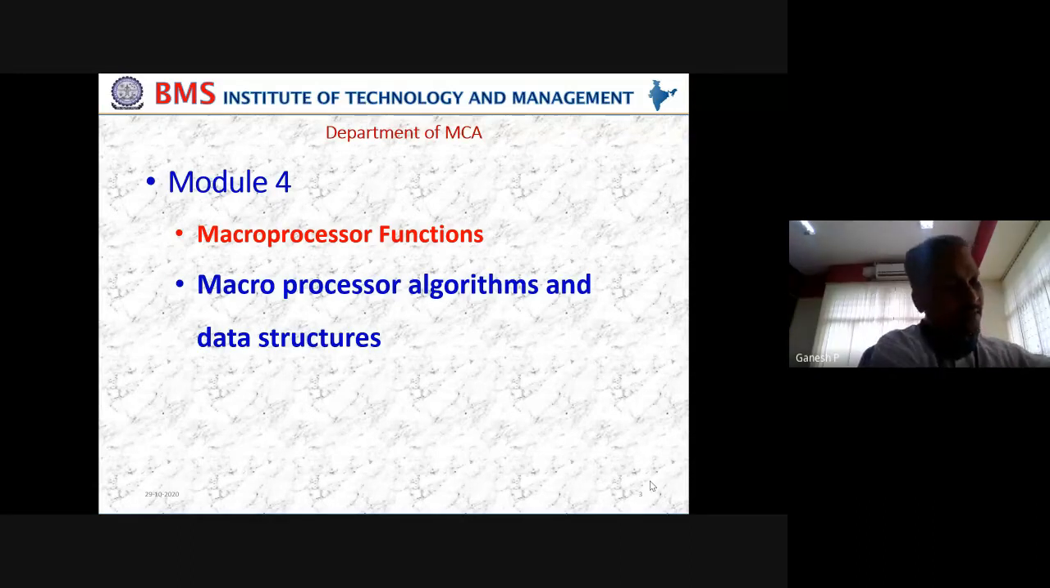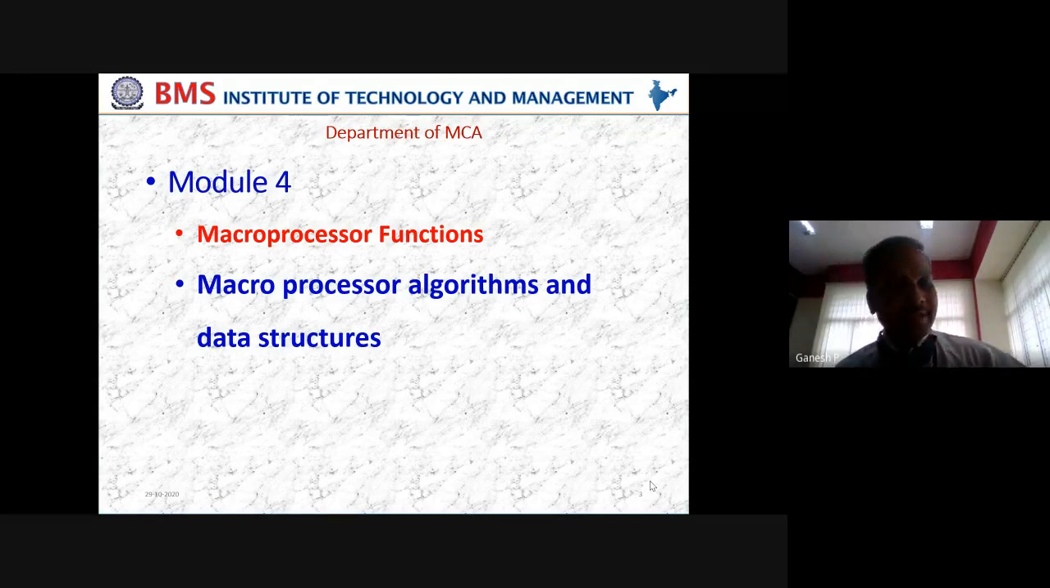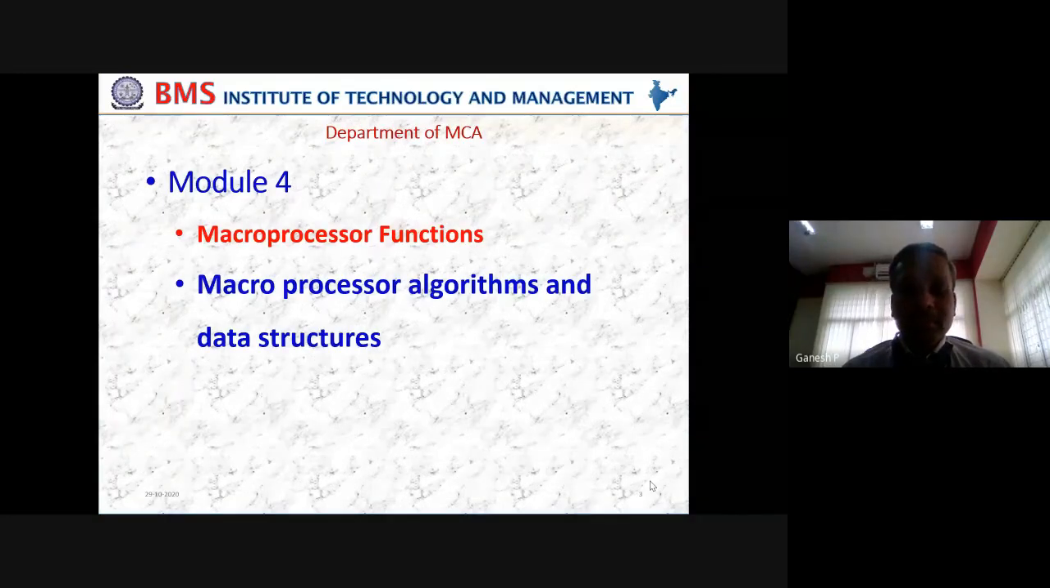Now let us get into the next concept of the macro processor, which is the macro processor algorithm and data structures. The macro processor algorithm is similar to the algorithms you have seen earlier, but here we divide the entire process into multiple subprograms or subprocesses, so that it will be easy for us to understand how macros are going to be dealt with. Before we go to the macro algorithm, let us look at the various data structures that are required by the macro processor design.